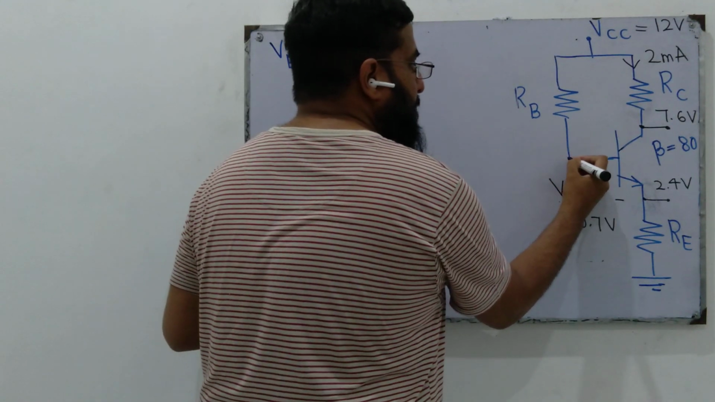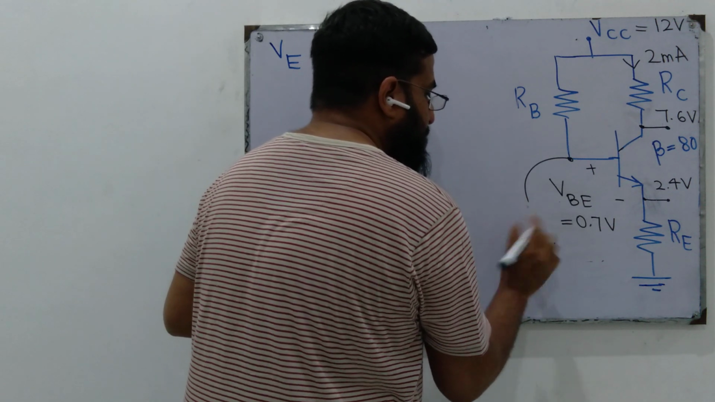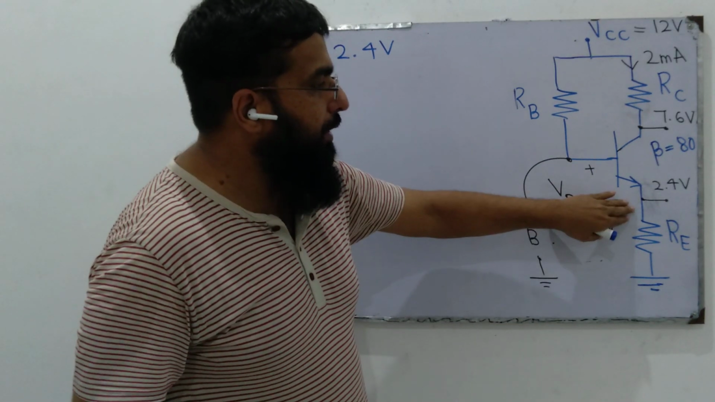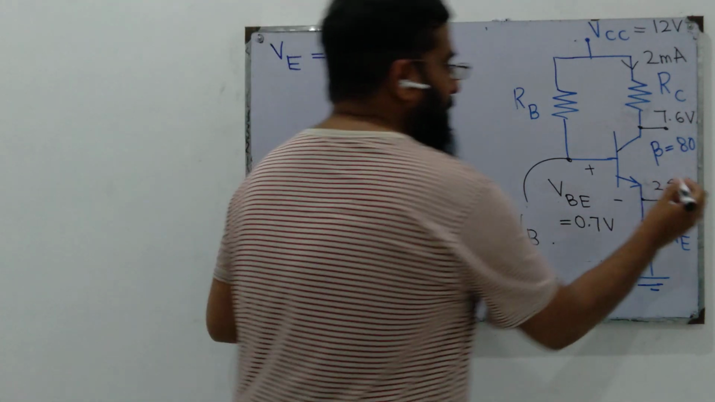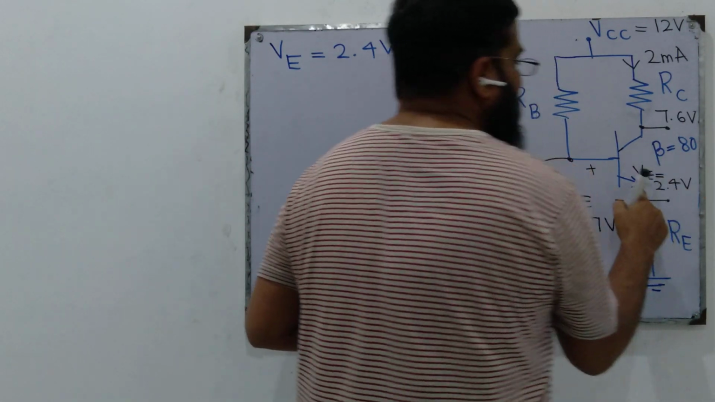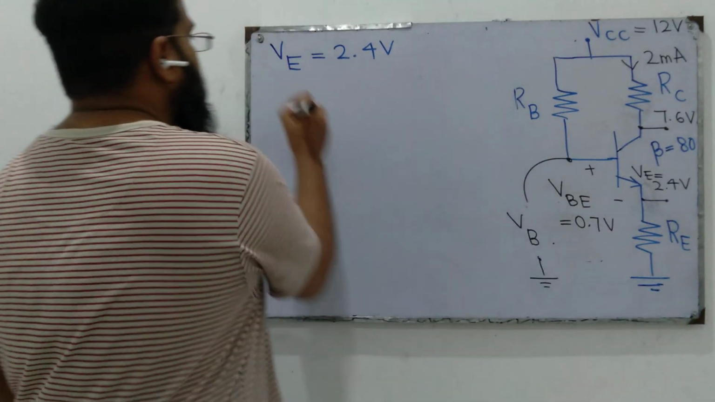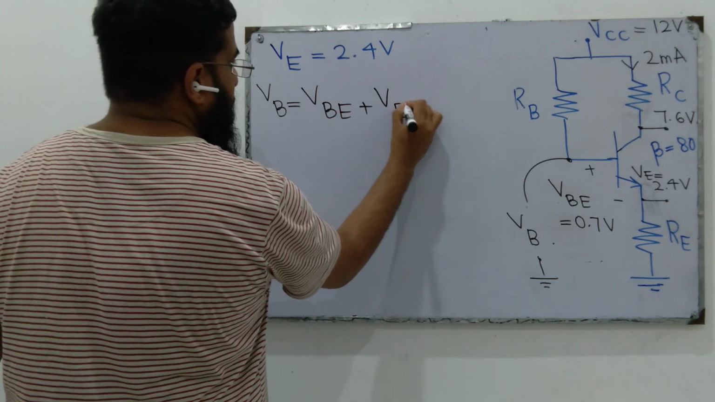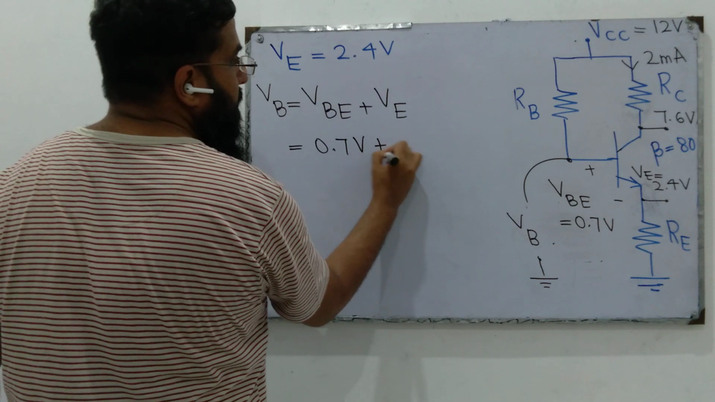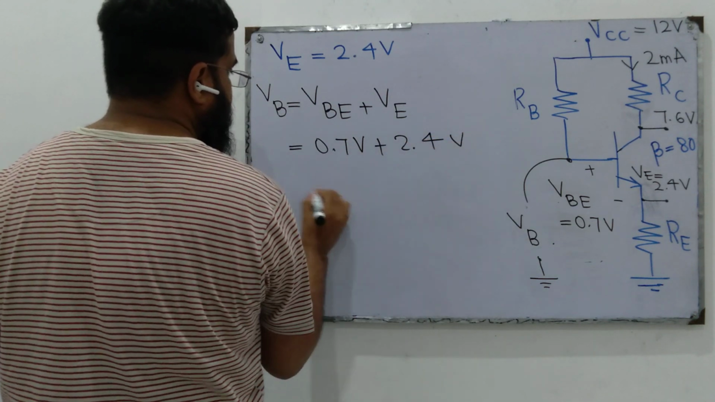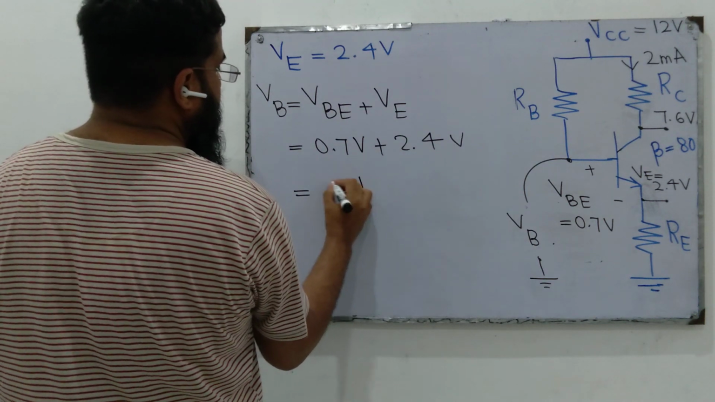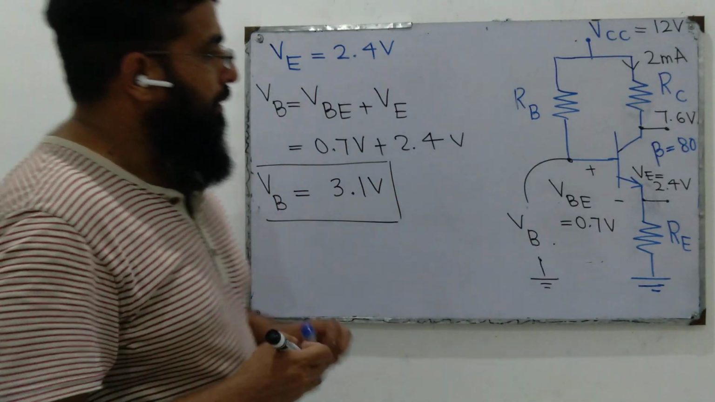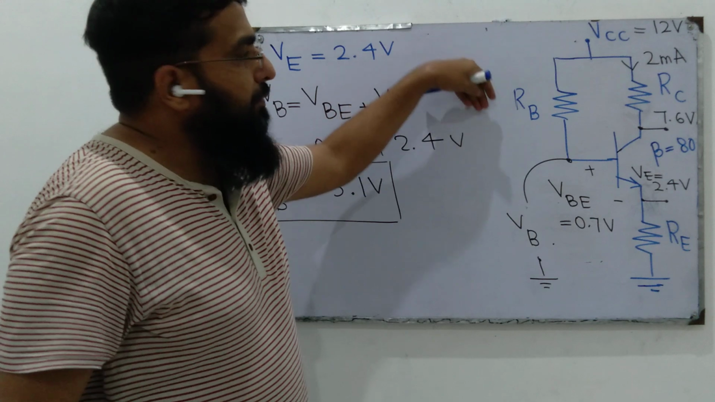To find out the voltage of the base terminal with respect to ground, we need to add VE plus VBE. VE is the voltage of the emitter terminal with respect to ground. So VB is VBE plus VE, 0.7 volt plus 2.4 volts. 7 plus 4, 11. This is 3.1 volts. Once we know VB, the voltage of the base terminal with respect to ground, we can find out IB.